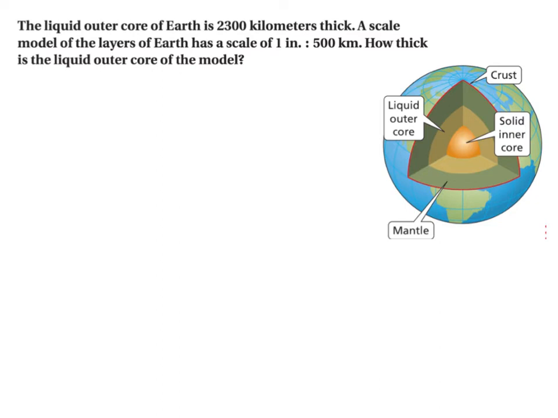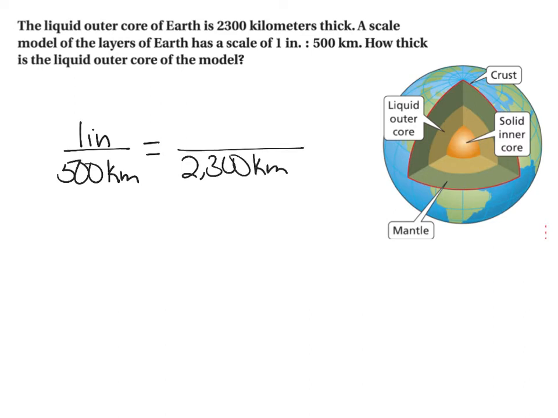So the first thing I'm going to do is write down the scale. 1 inch equals 500 kilometers in reality. 1 inch on the scale versus 500 kilometers in reality. And it says the liquid outer core of the Earth is 2,300 kilometers. So they want us to know how thick that would make it on the scale. Okay, so this is my X inches. And that's what I'm solving for, is my X.